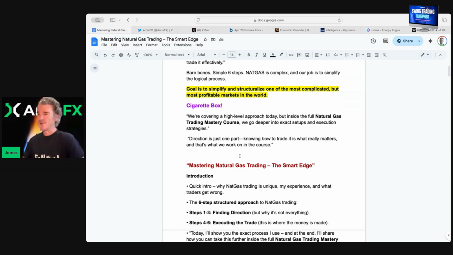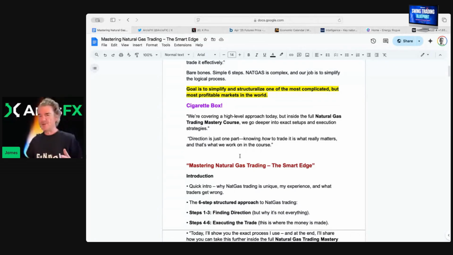So here's another really important sentence for you to remember. Direction, which way the market is moving in the medium or longer term, in other words, the general swing direction that we're in, is not the most important thing. It is pretty important, but it's not the most important thing. That's one part, and actually the first 3 steps in this process that we're going to go through right now cover picking a direction for the market.